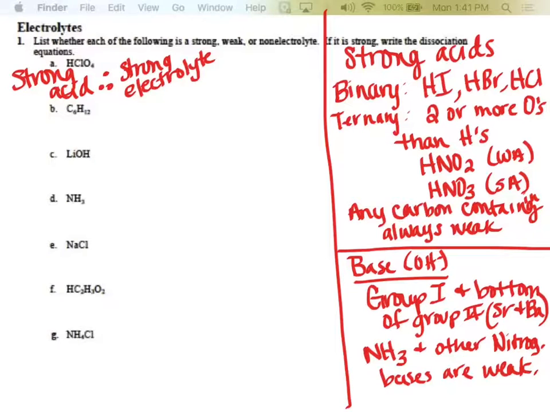Okay, so how are we going to dissociate HClO4? It's going to break up into what two things? H plus and a ClO4 minus. H plus and ClO4 minus. Okay.